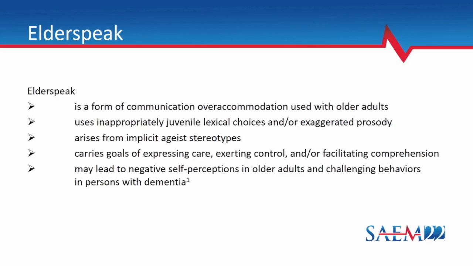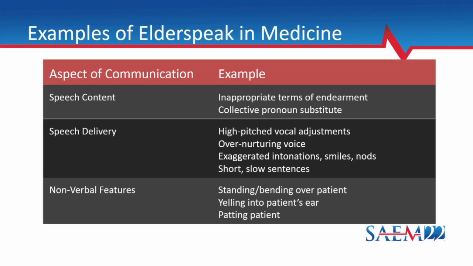I do want to point out that most of the time when users speak in Elderspeak, the intention is always to show care and concern in our subconscious. However, it's not always perceived that way. So examples of Elderspeak in medicine, we see it in the content of our speech, the speech delivery, and then our nonverbals. In our speech content, we mentioned the terms of endearment: honey, sweetie, dear. There's also the collective pronoun substitute, such as we need to use the bathroom or we need you to take your medication. By using this collective pronoun of we, we're really taking away the individual and their own autonomy.